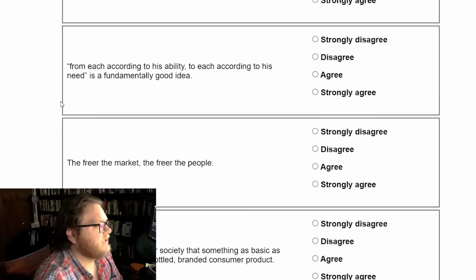From each according to his ability to each according to his need is fundamentally a good idea. And this is another issue with this, because here's the thing. This is obviously the Marxist creed. The problem with this is that it depends on what context you're thinking of it in. It's like each according to his ability to each according to his need in the context of like the nuclear family is of course a great idea.